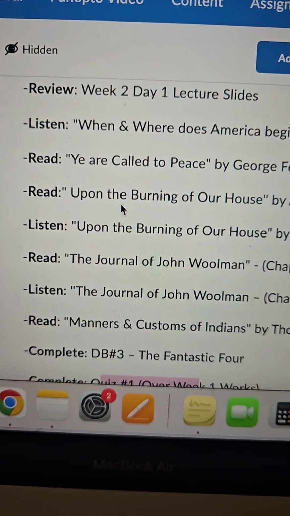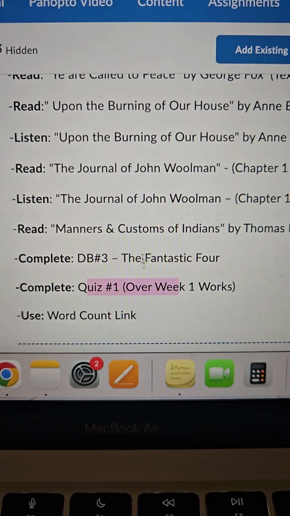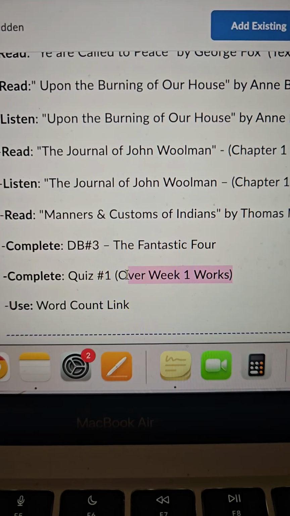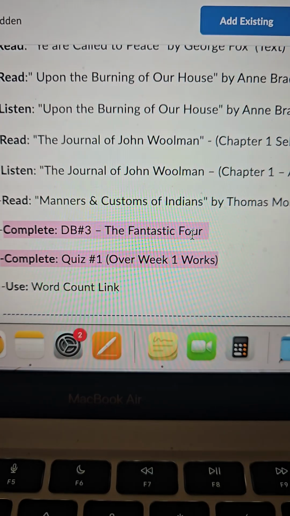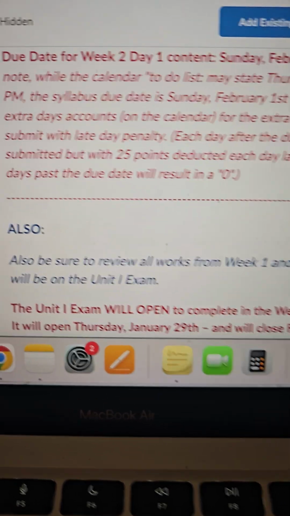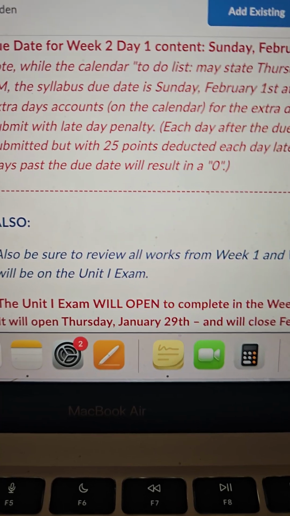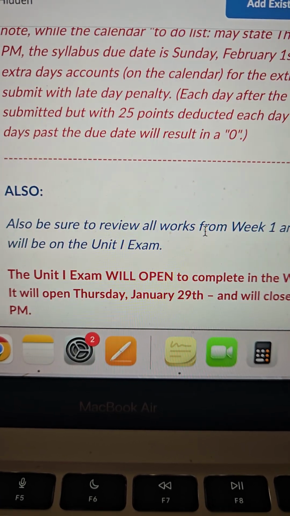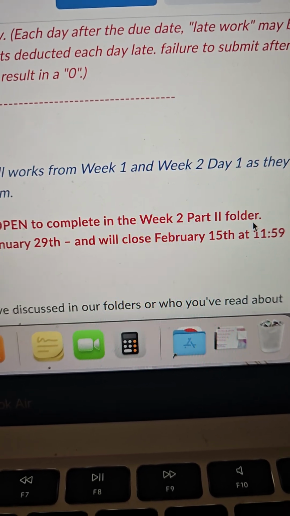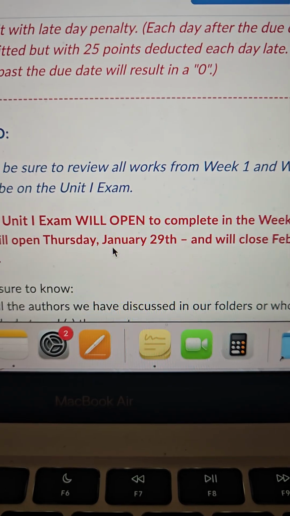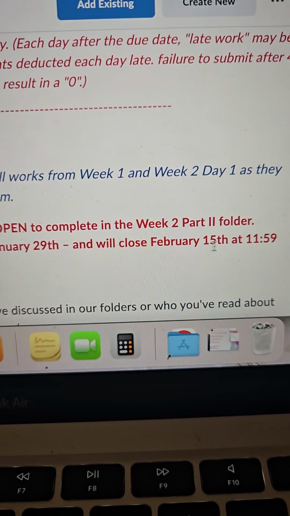So overall, within the week 2 part 1 folder, as you're reading these texts, the submission form for grading will be these two things right here: Discussion board number 3 and quiz 1. I also would like you to continue to scroll to make sure that if there's anything else within that module folder, that you're not only seeing that. It also says the Unit 1 exam will open in the week 2 part 2 folder. So the next module after this, it will open only Thursday, January 29th and close February 15th.